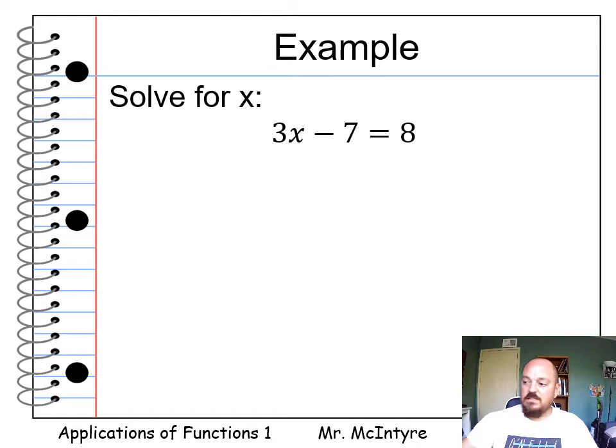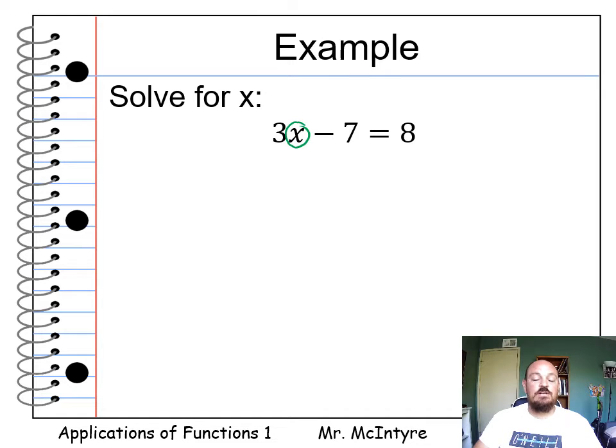So let's work out this example right here first. We have 3x minus 7 equals 8. And right off the bat, the first thing I do is I look for the variable. So I see my x right here, and I say, I want to isolate that. I want to get that all by itself. And the easiest way to do that would be to get rid of the things around it. We want to get rid of the 3, and I want to get rid of the minus 7.